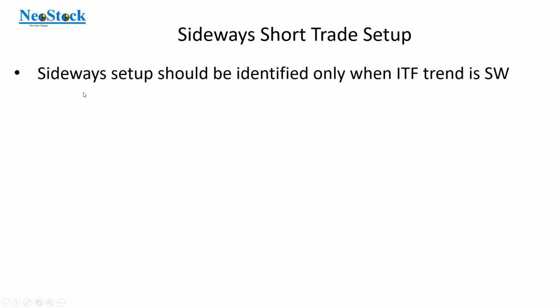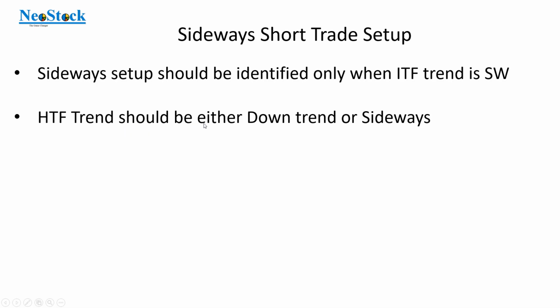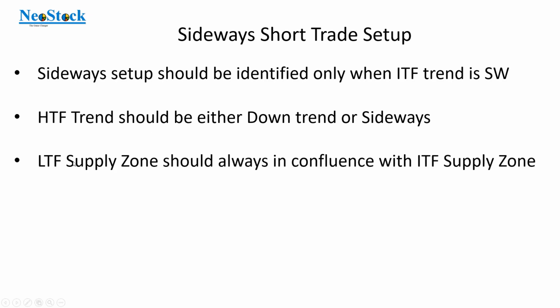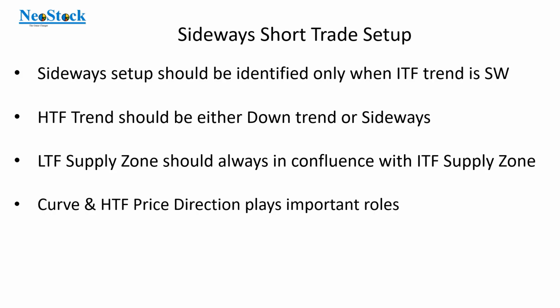In the previous lesson you also learned the rule: a sideways setup should be identified only when the ITF trend is sideways. For both long trade setups and short trade setups, the ITF trend should always be a sideways trend. That is very, very important. For the sideways short trade setup, the HTF trend should be either downtrend or sideways. Another important rule: the LTF supply zone should always be in zone confluence with the ITF supply zone. The curve and HTF price direction also play important roles in identifying sideways short trade setups.